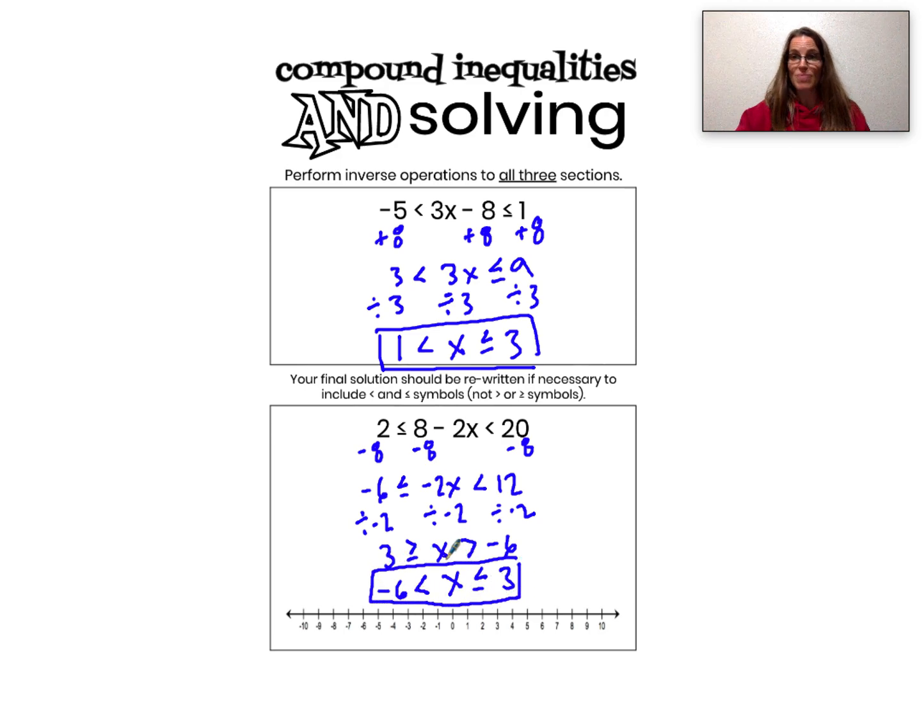This matches up with my graph. My graph is an open dot at negative 6. Negative 6 does not have an equals part, and it is not part of my solution. Closed dot at 3 because of that equals sign, and then I graph all of my "and" compound inequalities by connecting those two boundary points. So when you're done solving a compound "and" inequality, make sure that you only have less than signs in your solution.